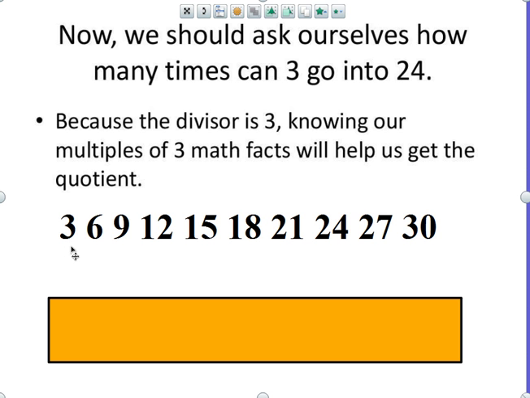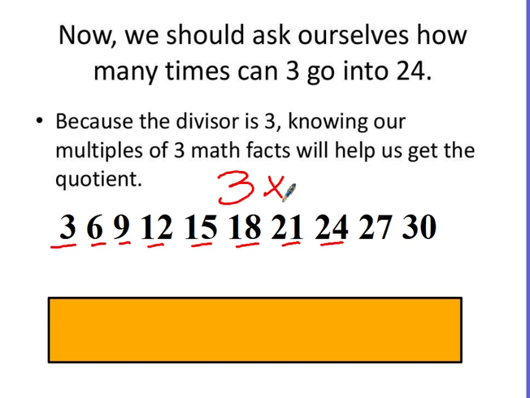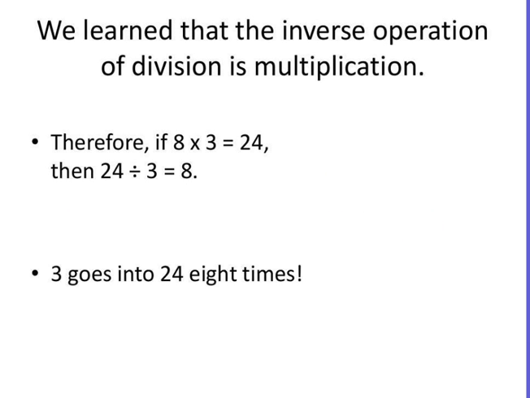Let's count. 1, 2, 3, 4, 5, 6, 7, 8. 3 goes into 24 8 times. Earlier, we learned that the inverse operation of division is multiplication. Therefore, if 8 times 3 equals 24, then 24 divided by 3 equals 8, or 3 goes into 24 8 times.